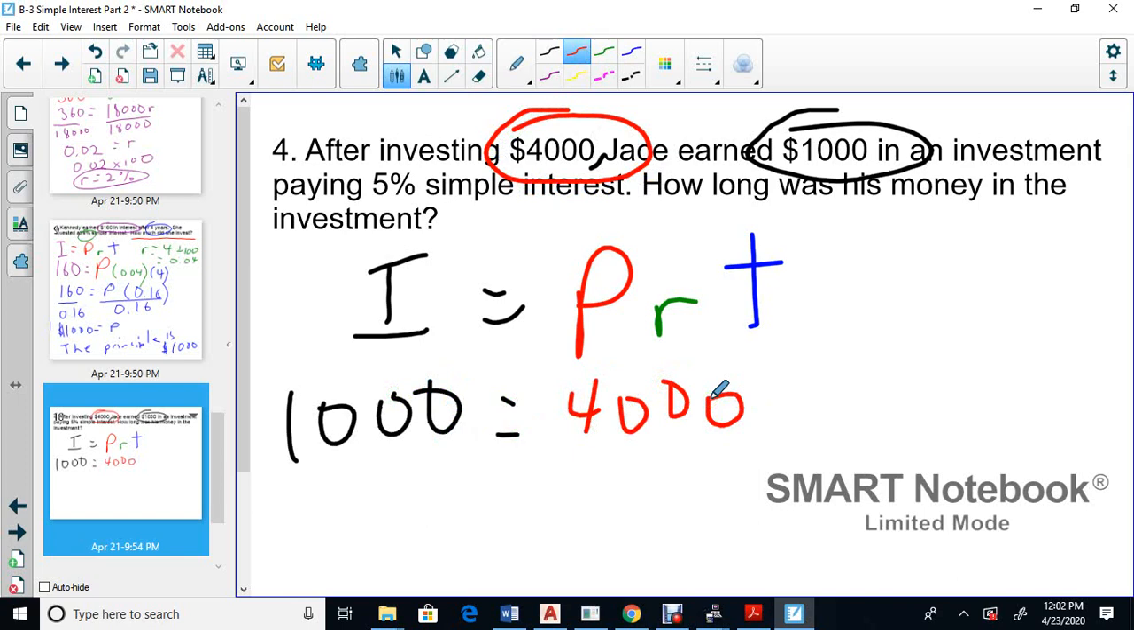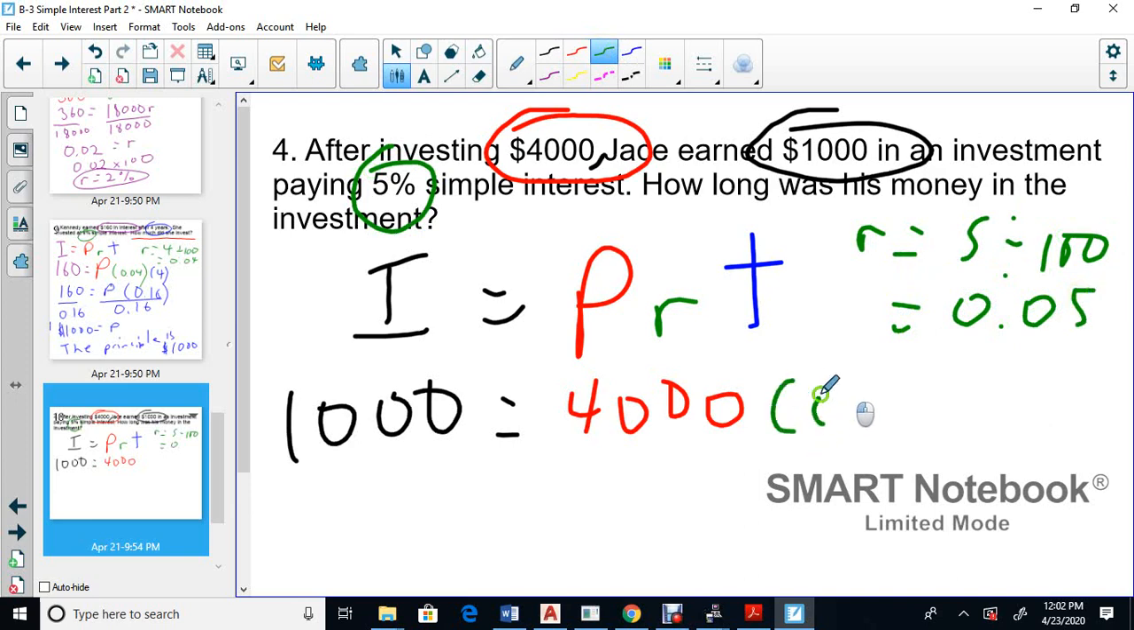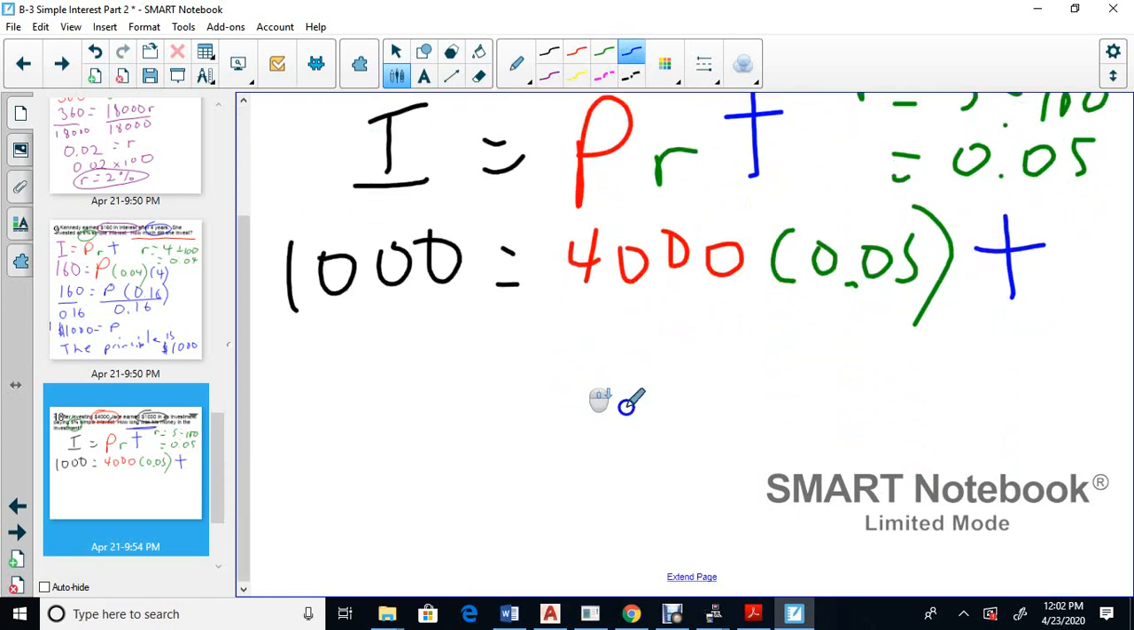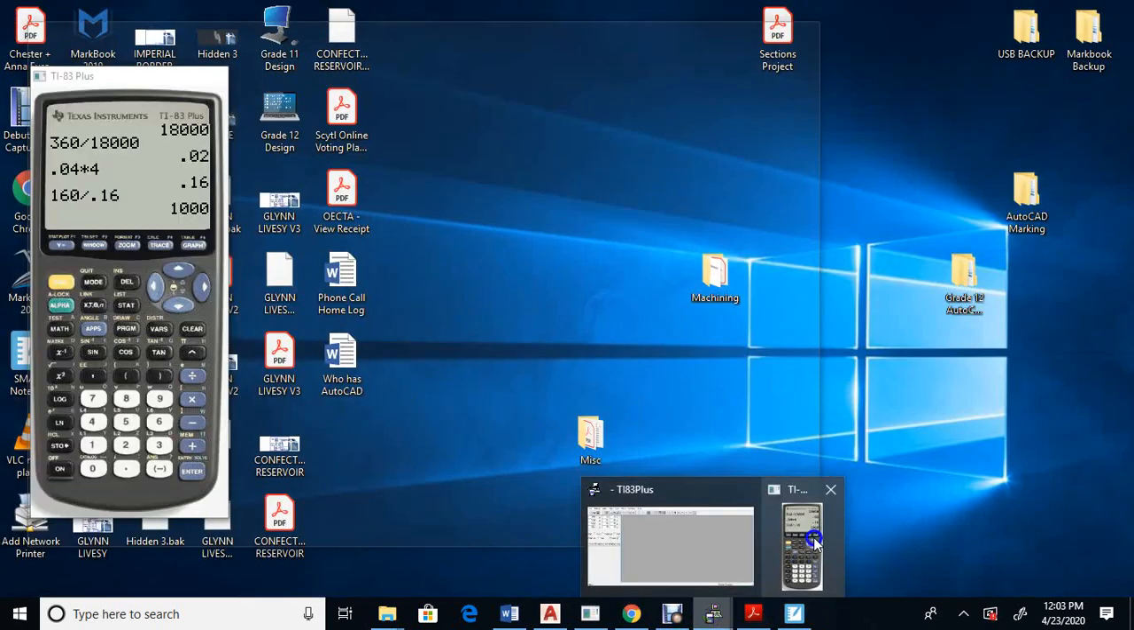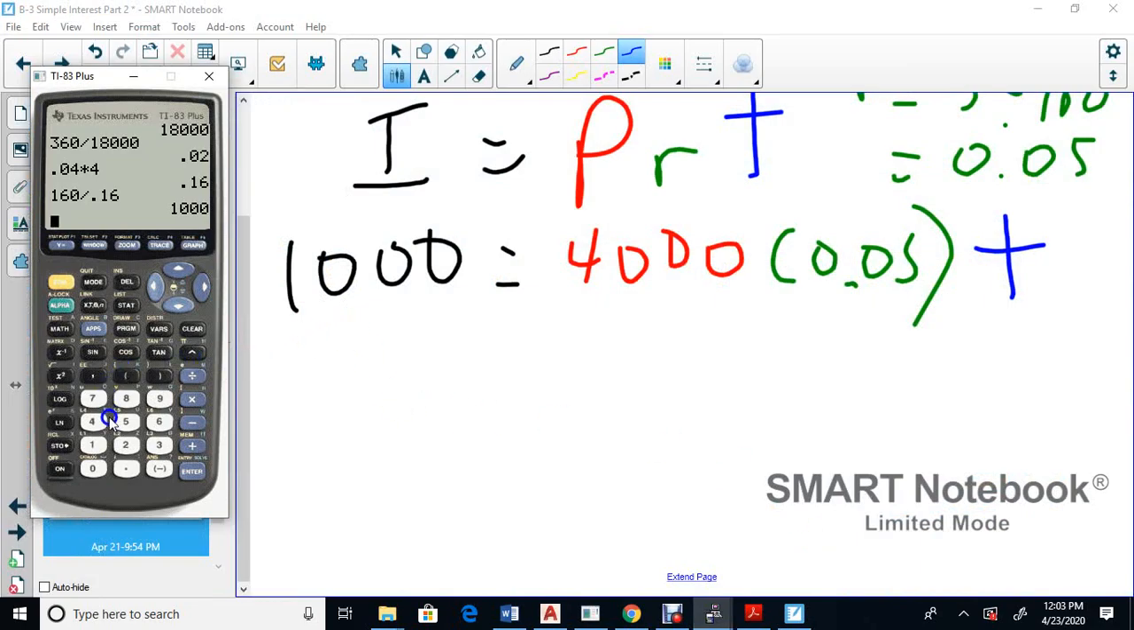Okay, it was at 5%. So our rate is 5 divided by 100, 0.05. So we put 0.05 here. And T, how long? We don't know. So T, we don't know. Okay, now we go to our calculator. Okay, we put 4,000 times 0.05.